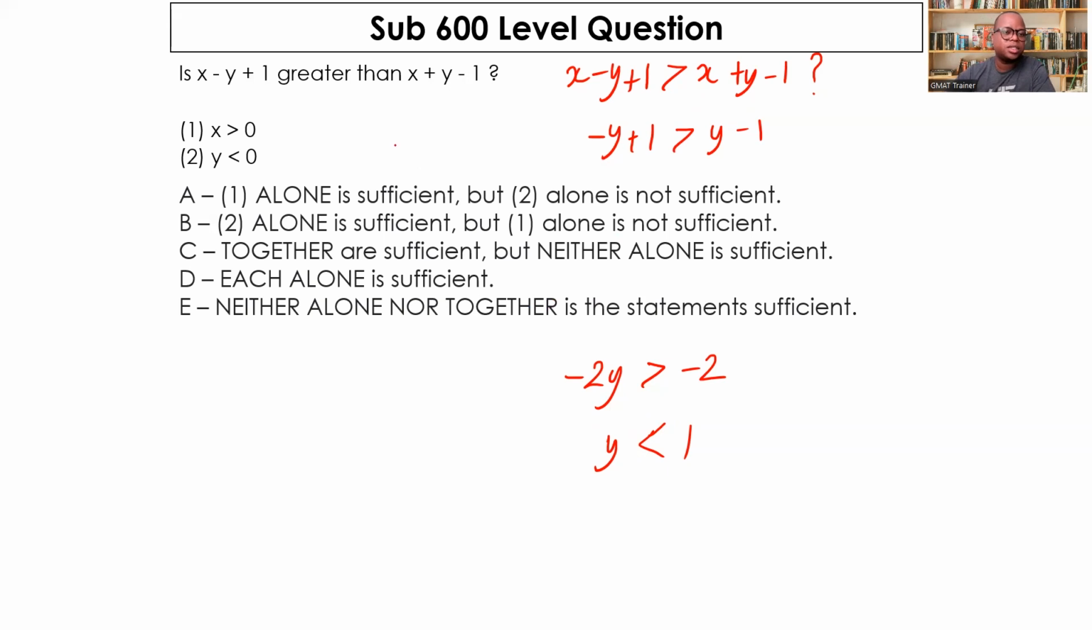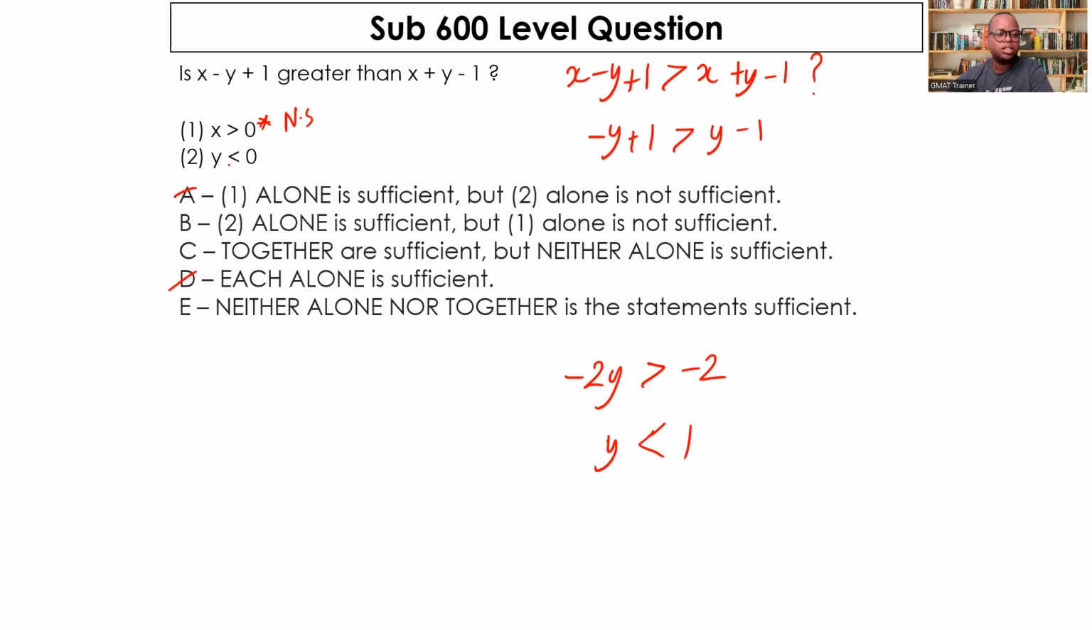So here, the first statement says x is greater than 0. x being greater than 0 doesn't tell us much about y in itself. We need to know what y is. So no matter what the value of x is, if it doesn't tell us what y is, then this is not sufficient in itself. That means we cross out A and D, and therefore remaining are B, C, and E, the other answer choices.